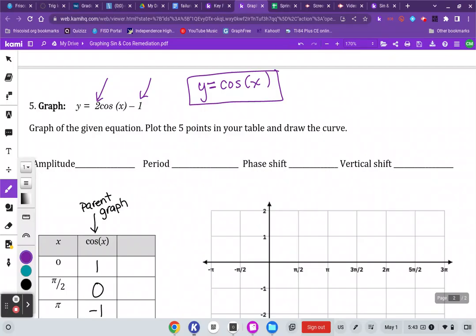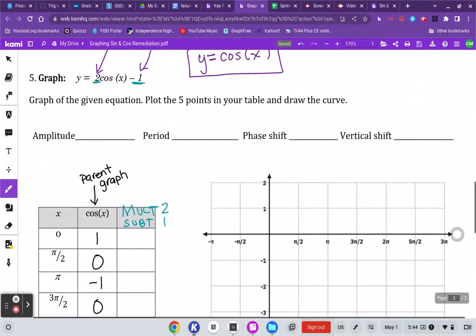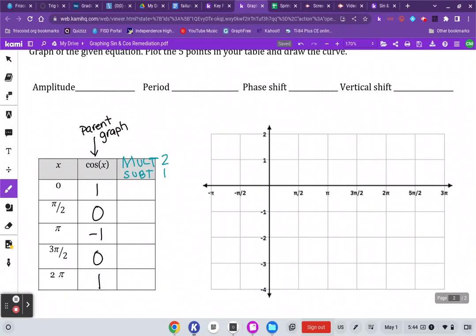So this 2 right now is being multiplied by the cosine. So that's what I'm going to do to each of my parent graph values. I'm going to multiply each of those by 2. And then I'm also going to use this value down here, subtract 1, from each of my parent graph values in order to get the new value. So let's fill this in.